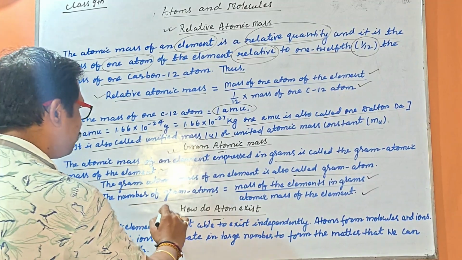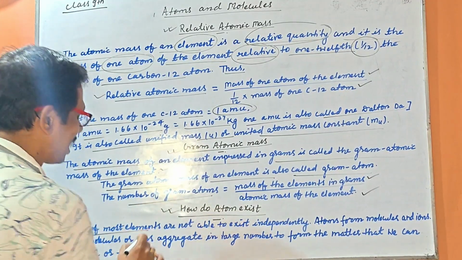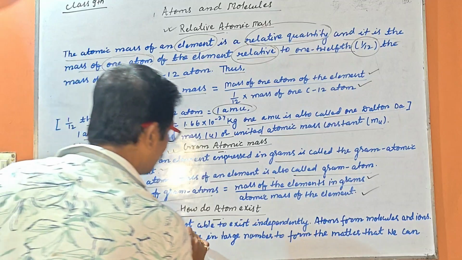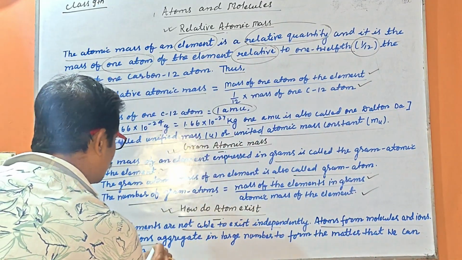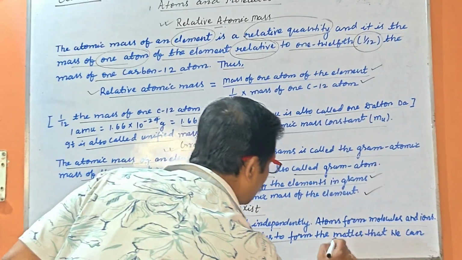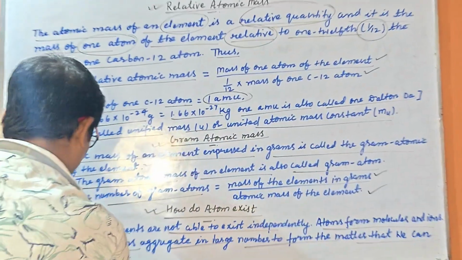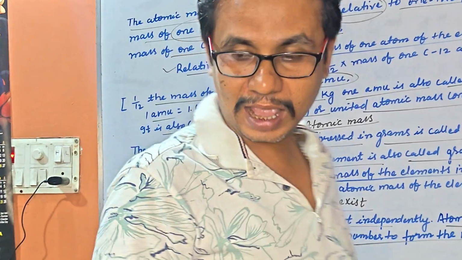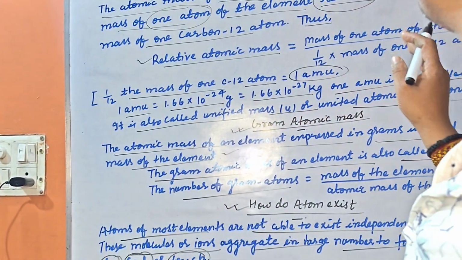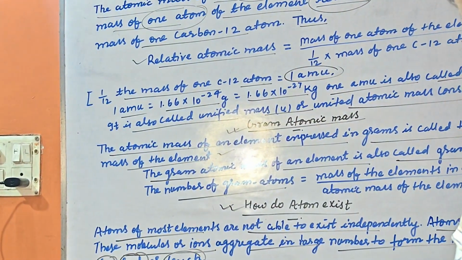Next topic is how do atoms exist. Atoms do not exist in the free state independently. Atoms form molecules and ions. These molecules and ions aggregate in large numbers to form the matter that we can see, feel or touch. This is all about the relative atomic mass, gram atomic mass, and how do atoms exist.